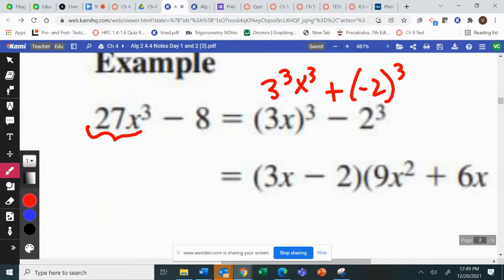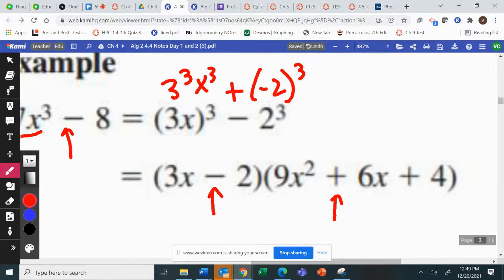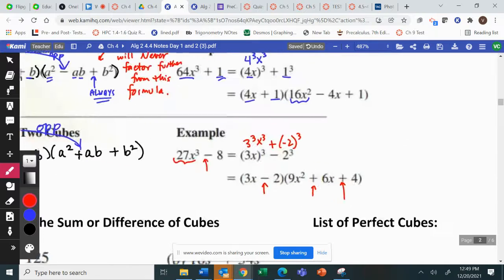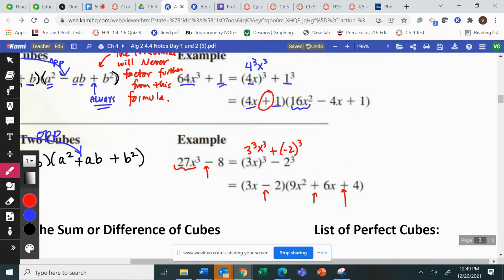Okay. However you want to do it, you should end up with a minus sign in the first parenthesis because it started as a minus sign. And then the second parenthesis should start out with a plus because it's opposite of that one. And this always, always, always ends with a positive. In both of these formulas that you just have to memorize, there's only one negative sign.